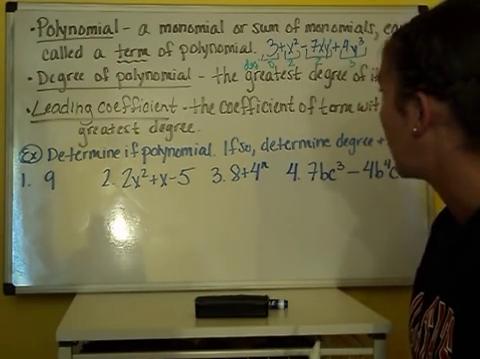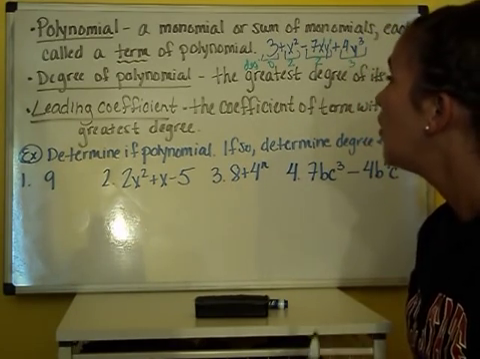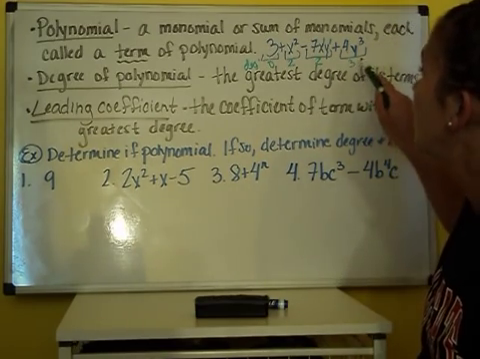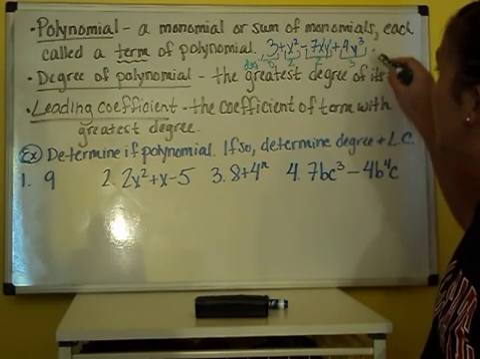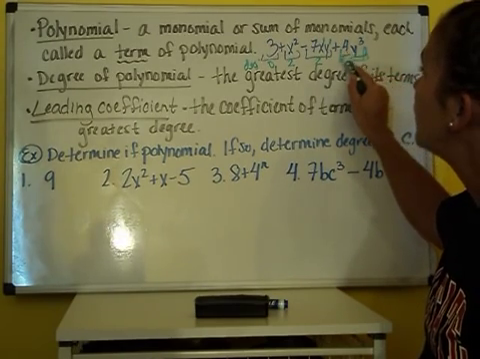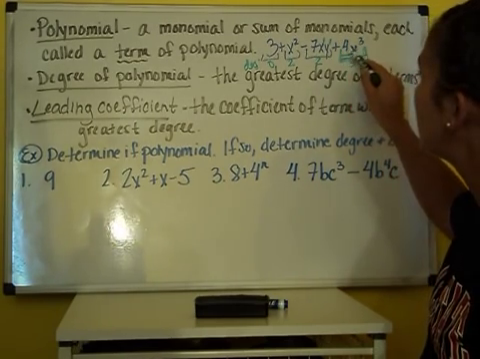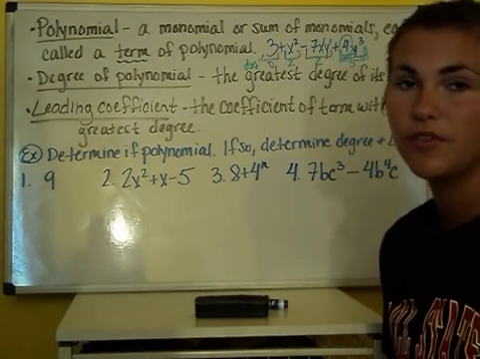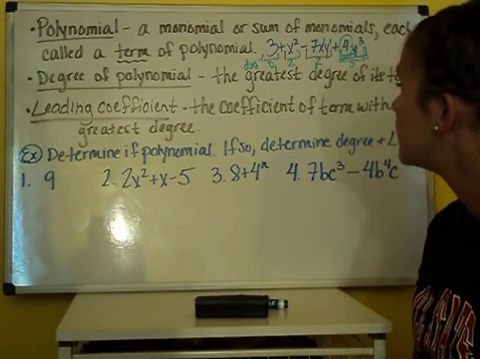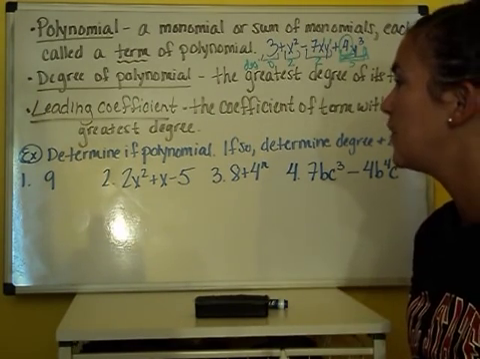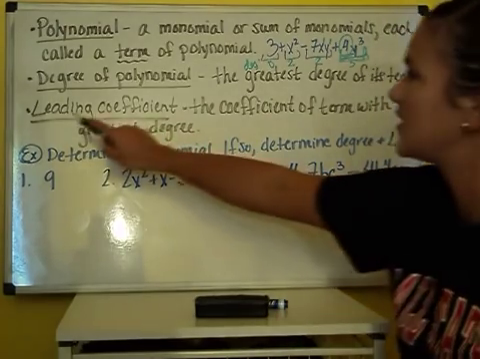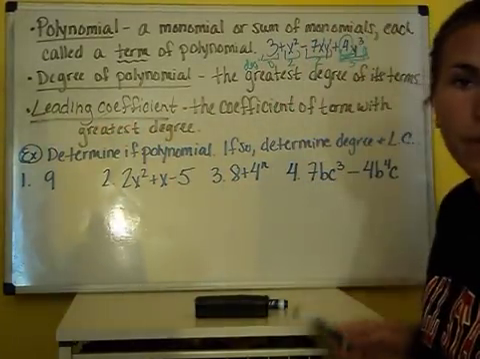And then the leading coefficient is the coefficient of the term with the greatest degree. So once you identify the degree of the polynomial, you stay with this term, and the coefficient, or the number out in front, is the leading coefficient. So here our leading coefficient is 4. So, let's do some examples. We're first going to determine if it's a polynomial, and then if so, we're going to determine the degree, and LC means leading coefficient.